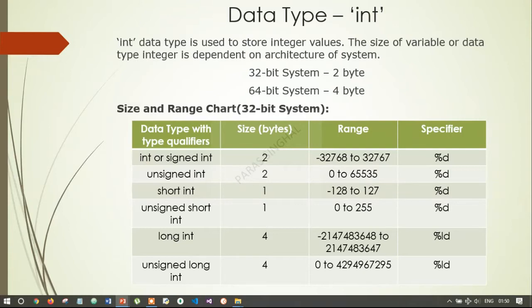So there is data type int or signed int, which is of size 2 bytes, having range minus 32,768 to 32,767 with specifier %d. Signed means the sign just before values like plus or minus, meaning negative or positive values. Second one is unsigned int, which has size 2 bytes and range 0 to 65,535, specifier %d. Unsigned means positive values only.